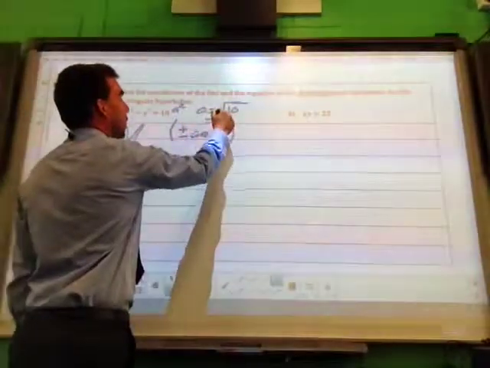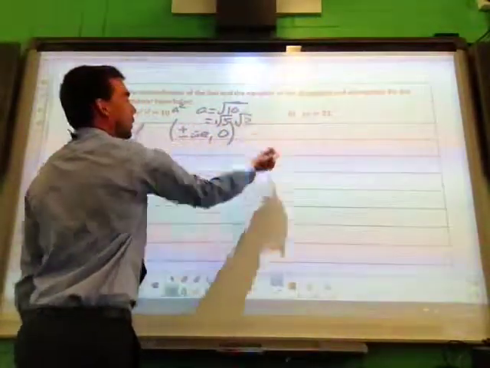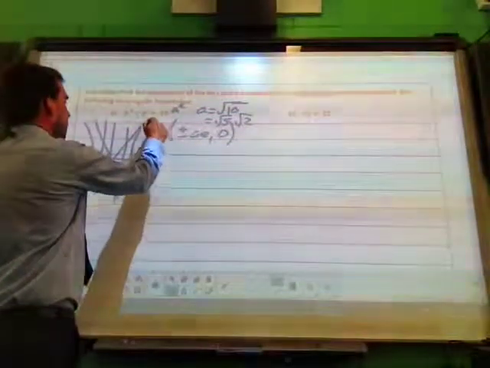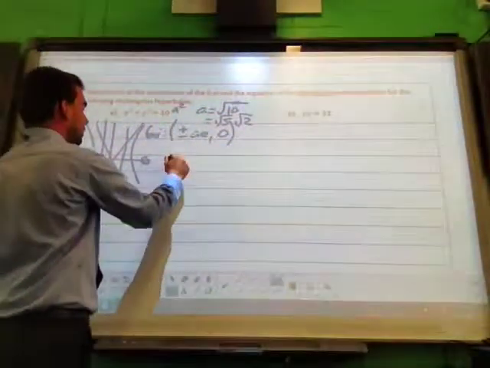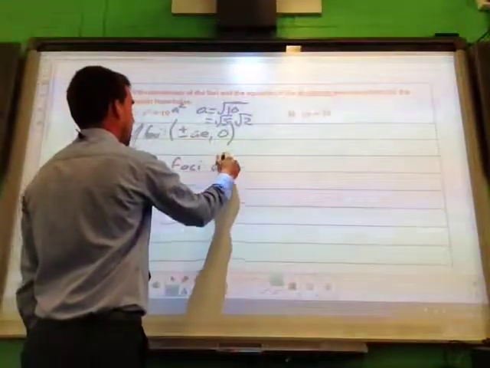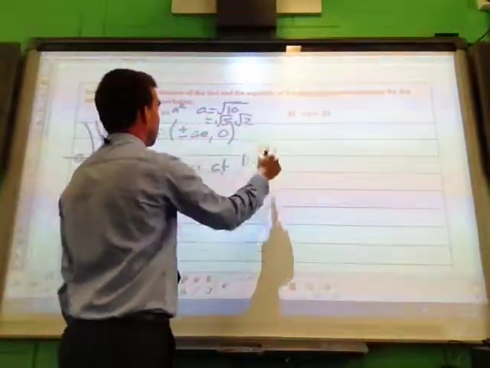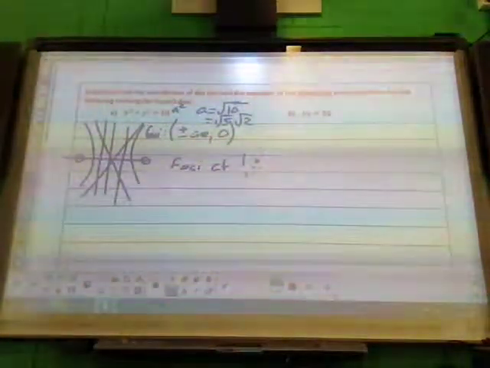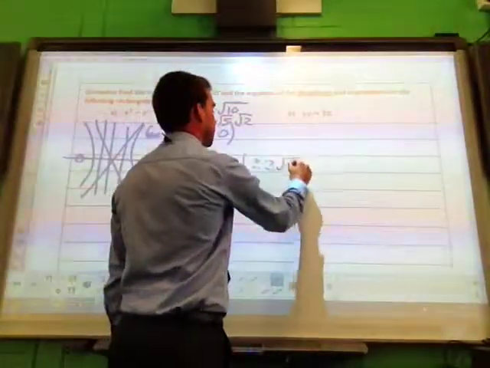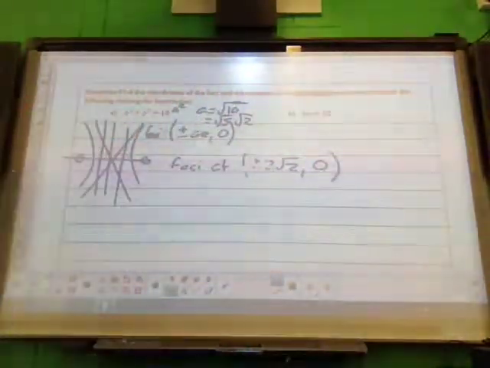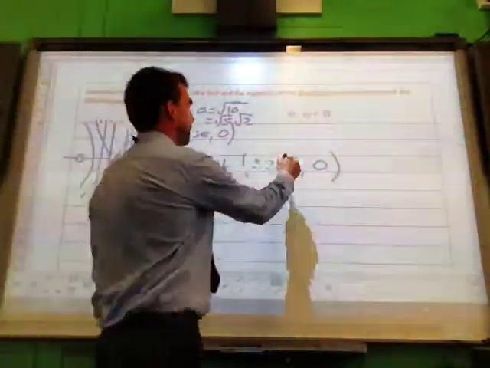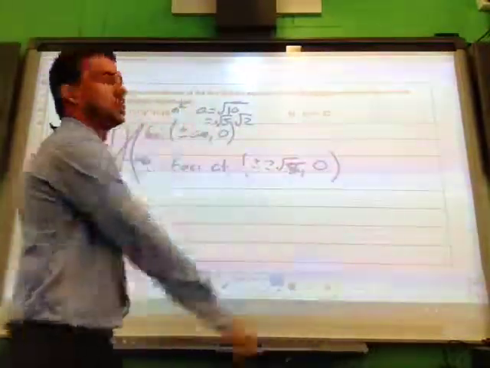Right, and really you are thinking about writing it as the square root of 5 times the square root of 2, because the eccentricity is the square root of 2. So foci at plus or minus, so I've got root 5 root 2 times the eccentricity, which is root 2. So it becomes 2 root 5, 0.